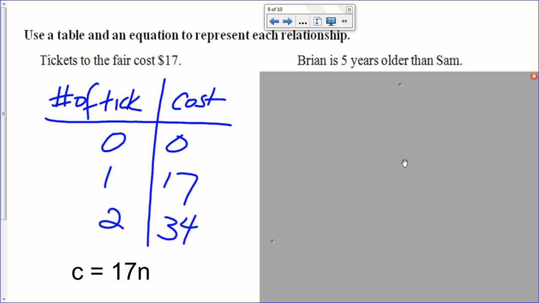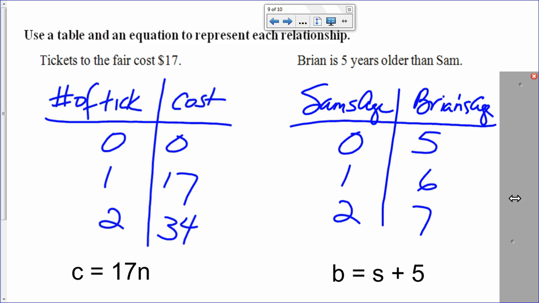Brian is 5 years older than Sam. Here's our chart, Sam's age and Brian's age. If Sam hasn't been born yet, Brian's going to be 5. When Sam's 1, Brian will be 6. And when Sam is 2, Brian will be 7. Your equation: B equals S plus 5.